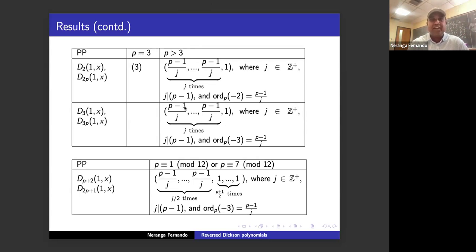There's one case which is not explained yet. If anyone is interested, send me an email. I'll be happy to send you the file of these cycle types. We were able to explain all the cases except one. And so these are the cycle types of reverse Dickson permutation polynomials over FP.